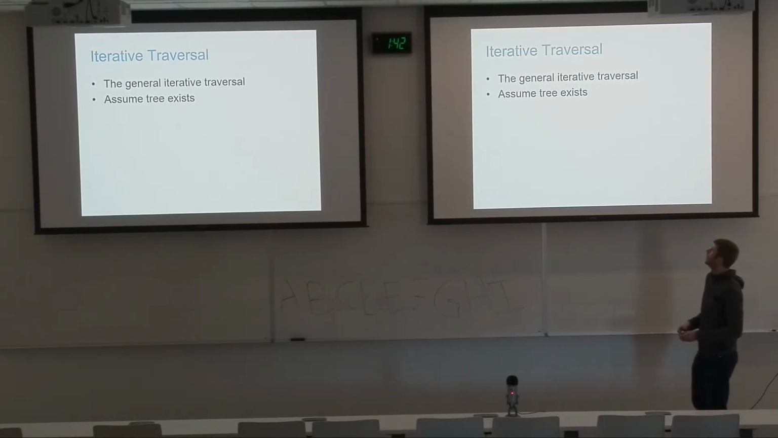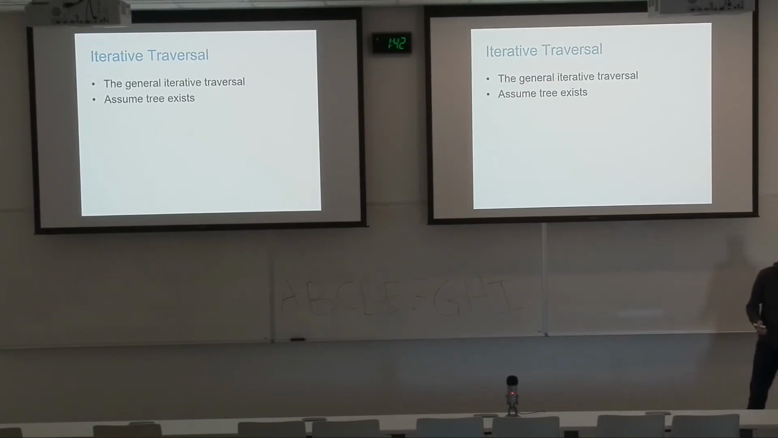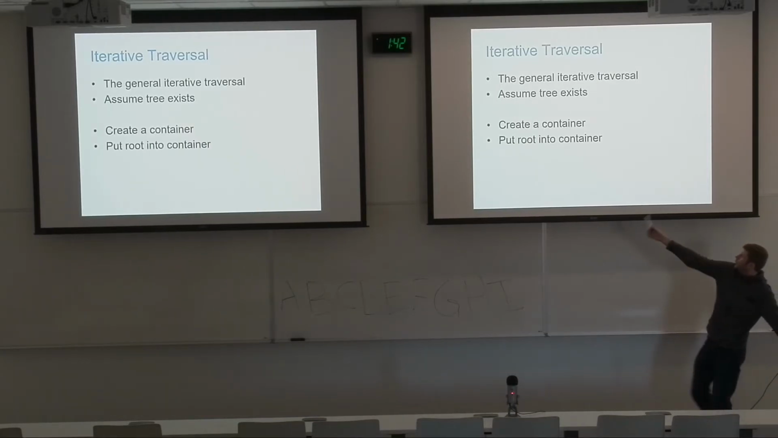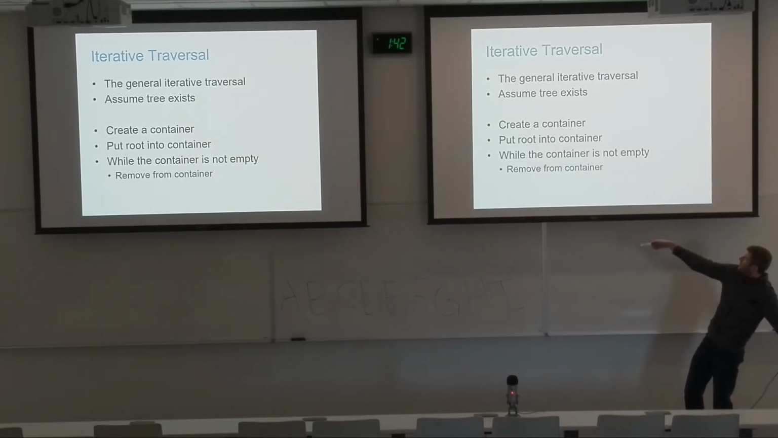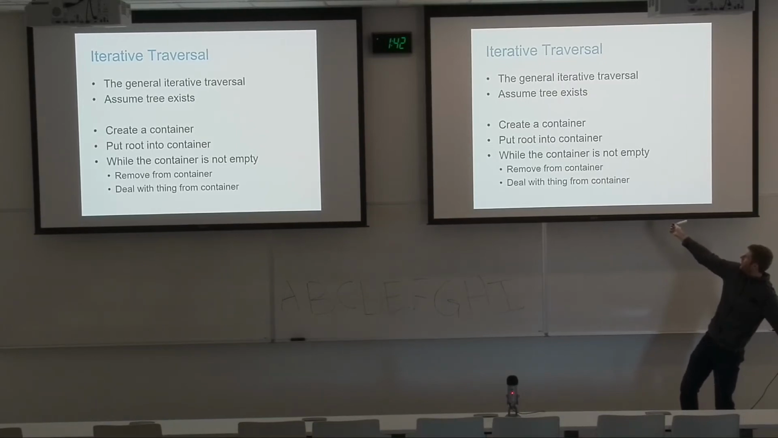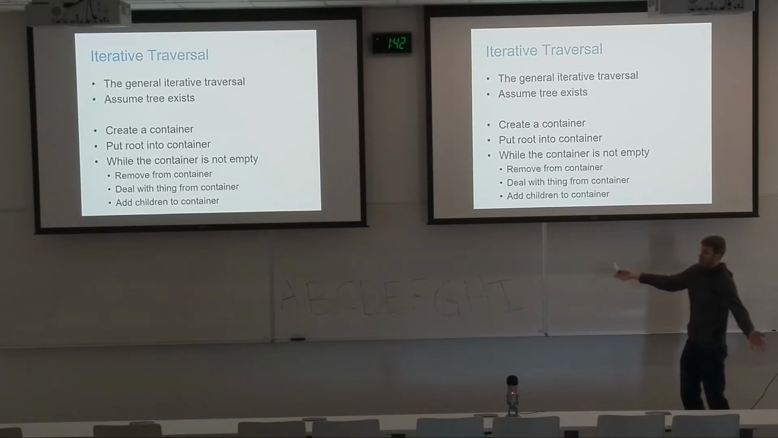So, iterative traversal, it's going to look something like this. Create a container, put root in the container. While the container's not empty, remove from the container, deal with things from the container, add the children to the container, repeat until the thing's empty. That's it.